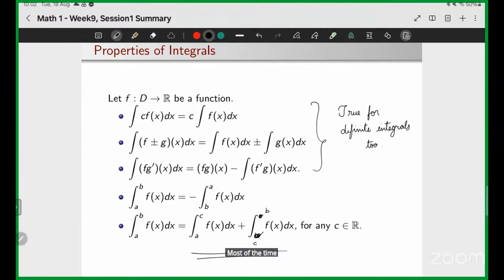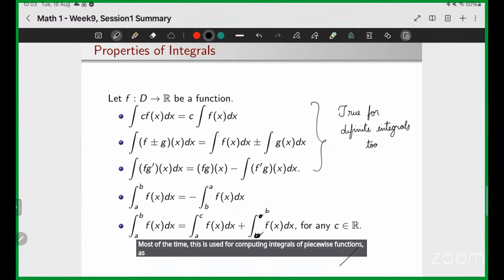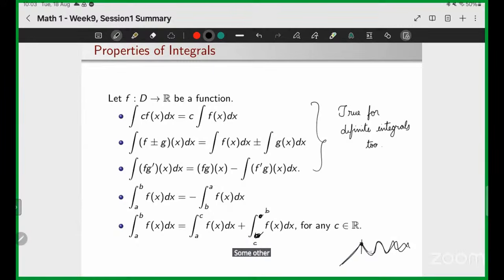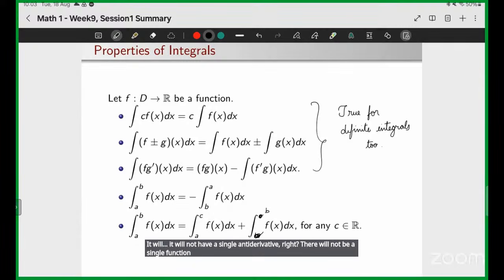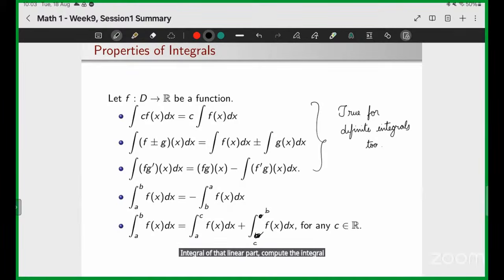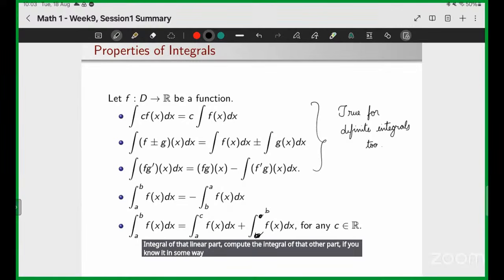Most of the time, this is used for computing integrals of piecewise functions. As in, suppose I'm given a function which varies like this or something. So at this point, there is a clear difference. So it would be given as a linear function until this point, and then some other function after that. How do you compute? It will not have a single antiderivative, right? There will not be a single function, or at least a single expression that would differentiate to give you that function. So you break it into two parts, compute the integral of that linear part, compute the integral of that other part if you know it in some way, and then do it.